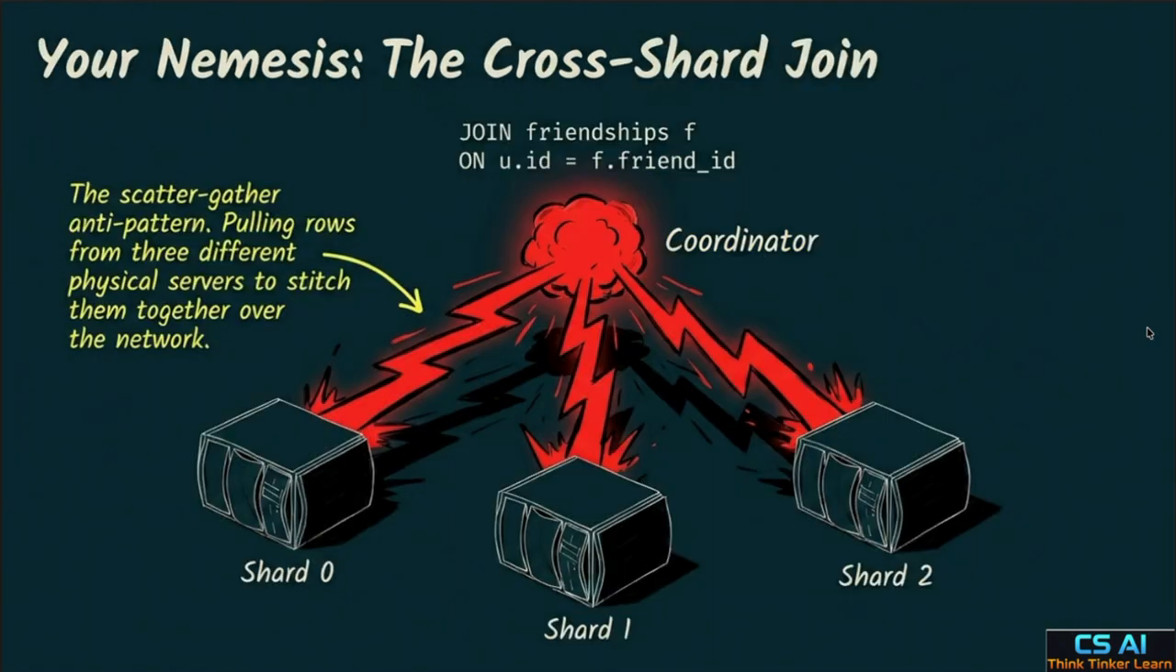Our biggest enemy is the cross-shard join. This is the scatter-gather anti-pattern. If your data is scattered, the system has to pull rows from three different servers and stitch them together over the network. It's slow, it's resource heavy, and it should be avoided at all costs.